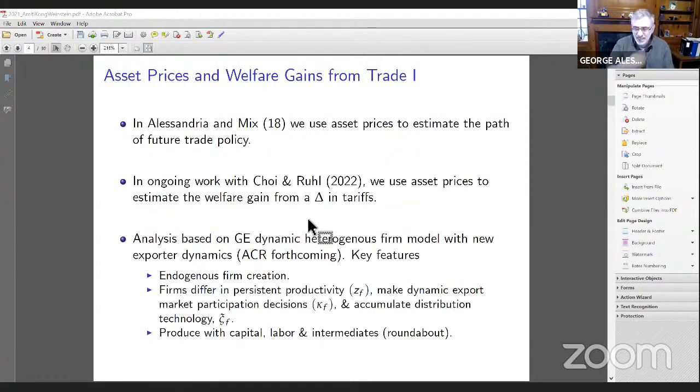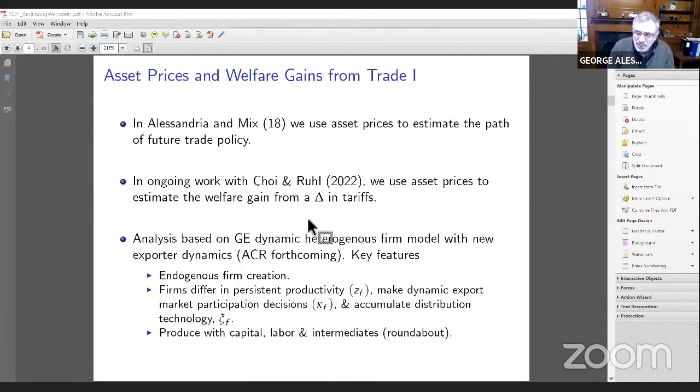So let me, I've been doing some work with Carter Mix and also with Horak and Kim Rule to try to understand how you can measure the gains from trade from asset prices, and also how you can use asset prices to measure the expected path of trade policy. So this was a really nice paper to look at.